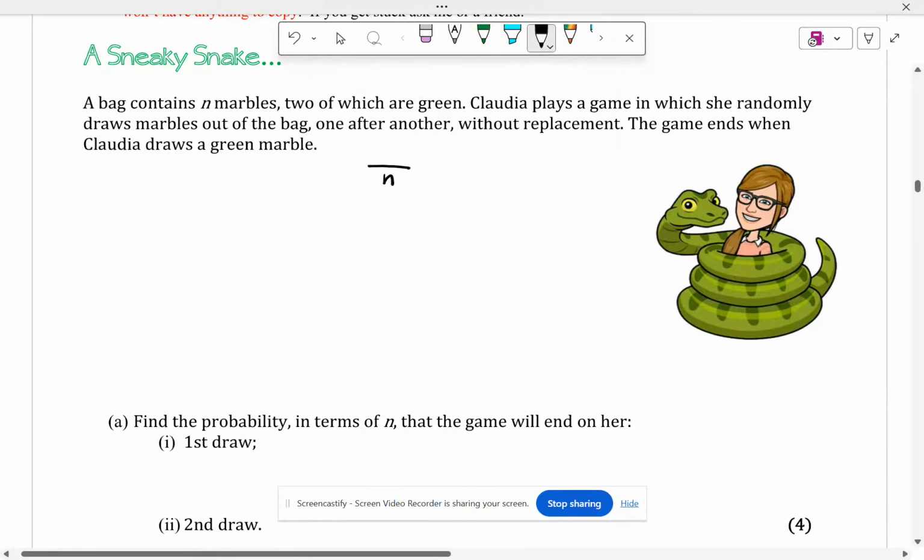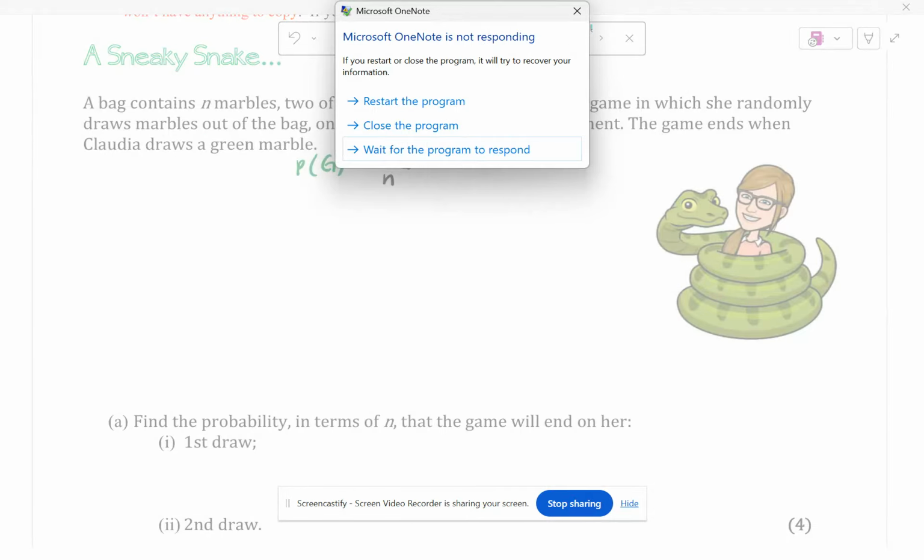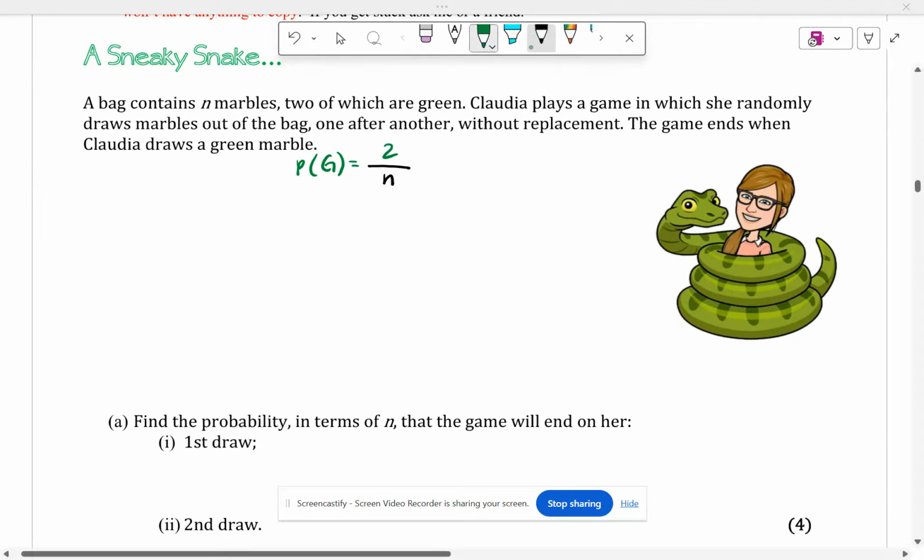Oh my gosh. Okay, so we can call this the probability of picking a green marble. What do you think the probability of picking a not green marble would be? Oh, this is very painful. Come on. Do you guys feel my pain?